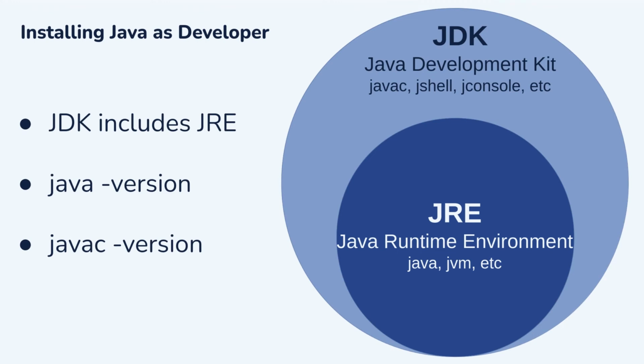But the next level is installing Java as a developer. This means you are not only aiming to run Java applications, instead, you are aiming to actually develop them. If you want to reach this goal, you need to install the JDK, which is the Java Development Kit. The JDK includes the JRE, but also includes tools that are going to let you compile, document, monitor your Java applications. If you want to verify that you have installed a JDK, you write javac-version.